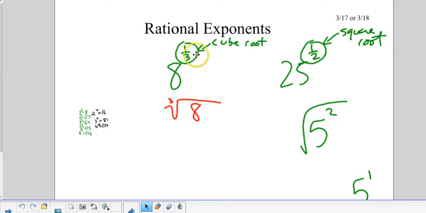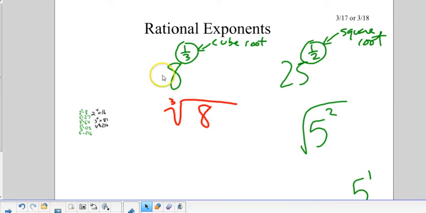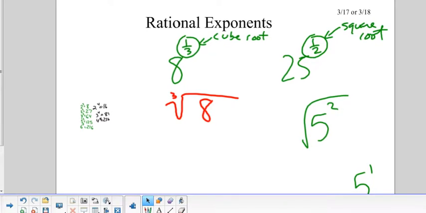And so the 1/3 power is the same thing as what we would call the cube root. All right, and the cube root is written like this: the radical sign with the index of 3. That's this right here. Index of 3 is talking about the cube root. In other words, what to the 3rd power is 8? And obviously that's 2. So we would say that the cube root of 8 is 2 because 2 to the 3rd power is equal to 8.